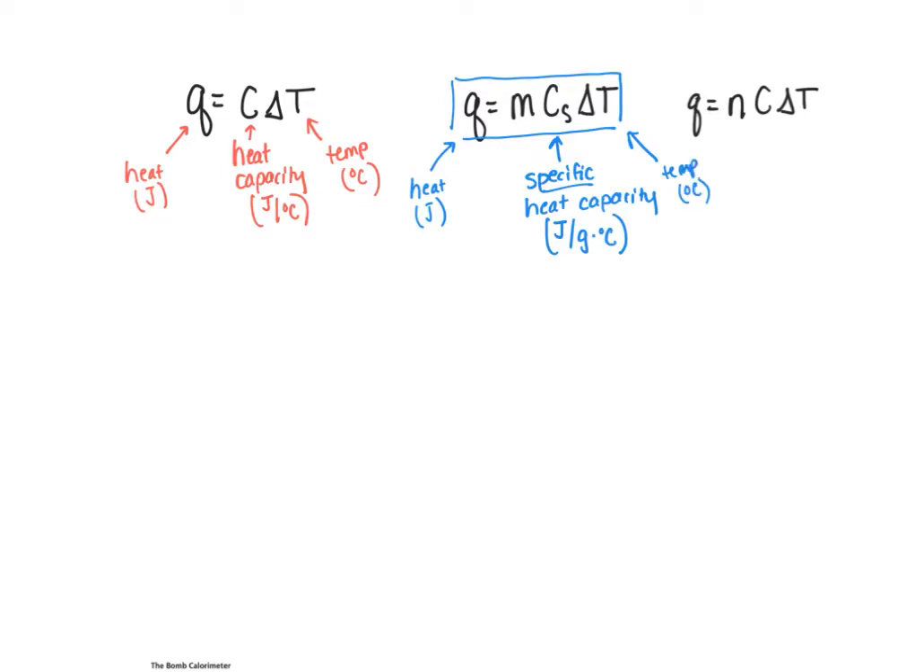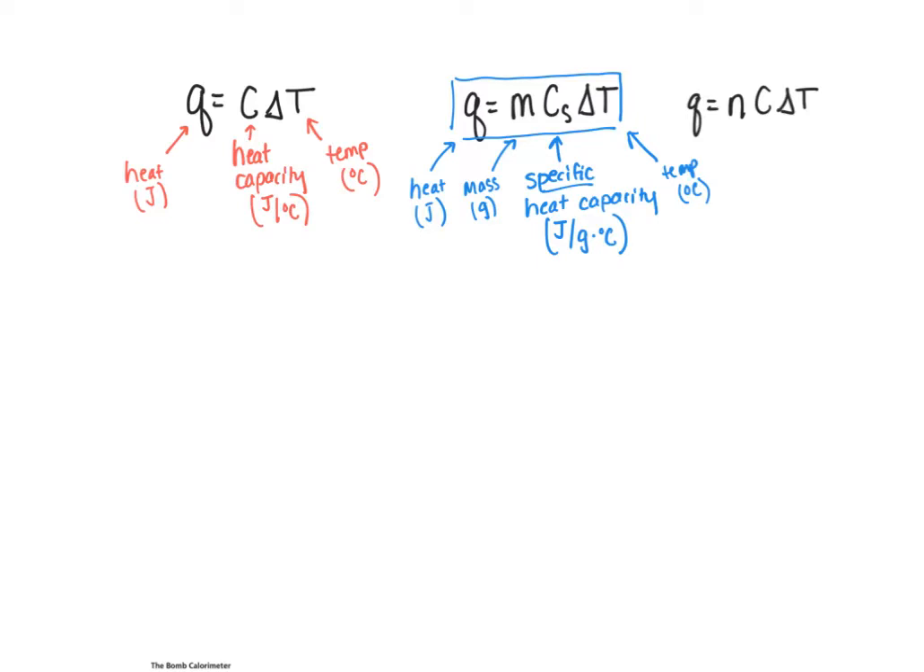But now we have this m value, and remember that m stands for mass, not moles, it stands for mass. And because the units of C are in grams, that means that the units of m also have to be in grams. That's going to allow us to cancel out all of our units when we solve this equation.